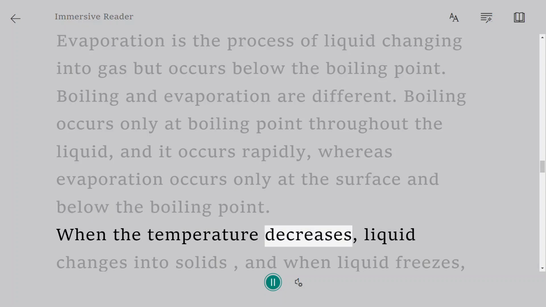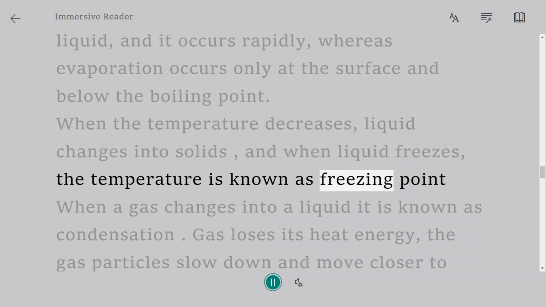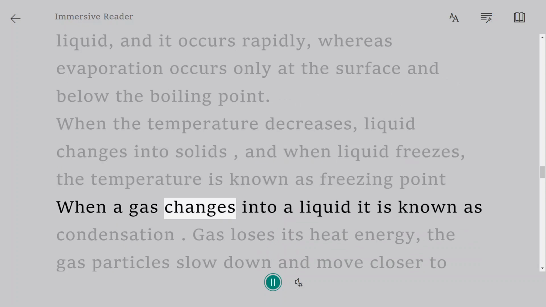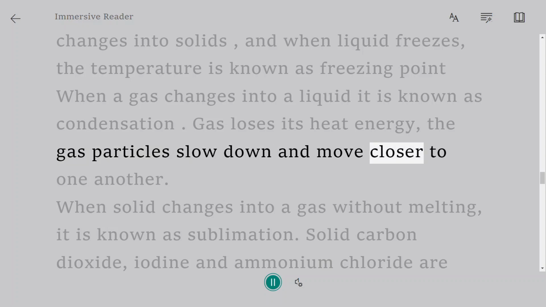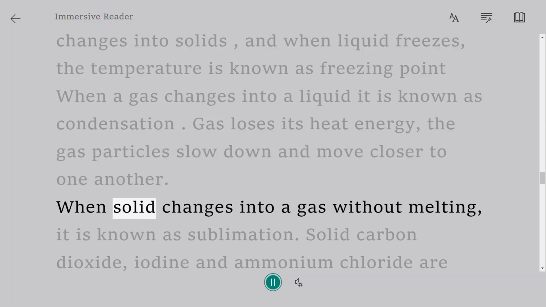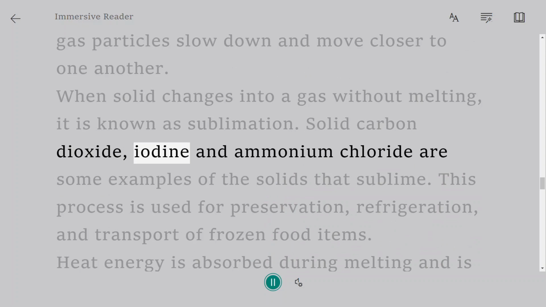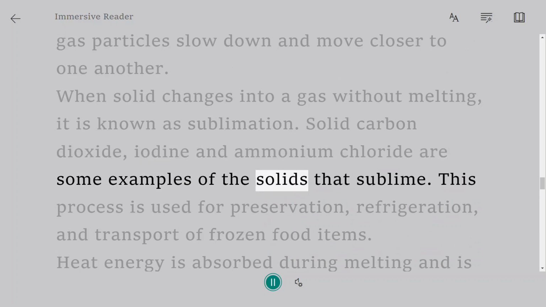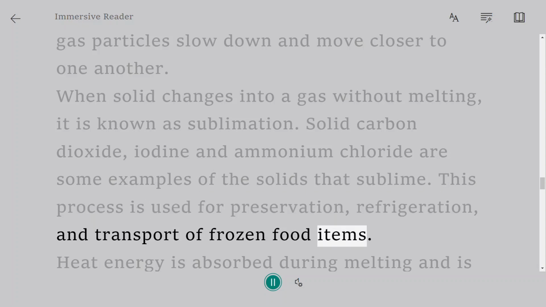When the temperature decreases, liquid changes into solid, and the temperature at which a liquid freezes is known as the freezing point. When a gas changes into a liquid, it is known as condensation. When gas loses its heat energy, the gas particles slow down and move closer to one another. When a solid changes into a gas without melting, it is known as sublimation. Solid carbon dioxide, iodine and ammonium chloride are some examples of solids that sublime. This process is used for preservation, refrigeration, and transport of frozen food items.